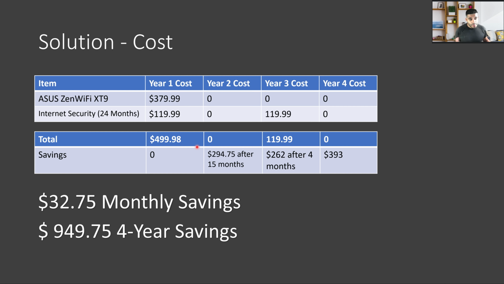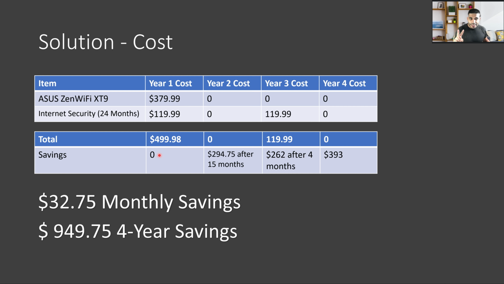So what we can do is we can actually take our savings and invest it in buying the hardware and the software that we need to do this whole solution that I'm talking about. So obviously within year one, right, there's no savings there. We're still trying to pay off the hardware and the software package.